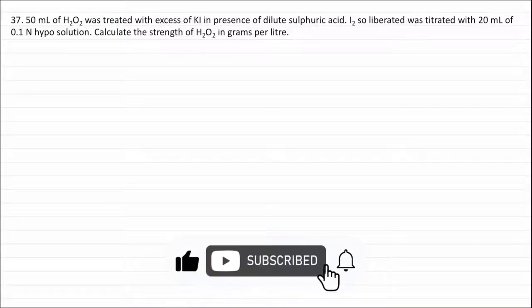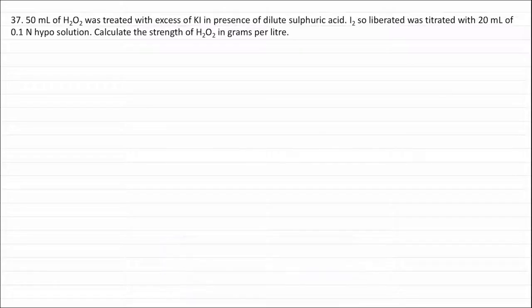Question 37. 50 milliliter of H2O2 was treated with excess of potassium iodide in presence of dilute sulfuric acid. Iodine so liberated was titrated with 20 milliliter of 0.1 N hypo solution. Calculate the strength of H2O2 in grams per liter.